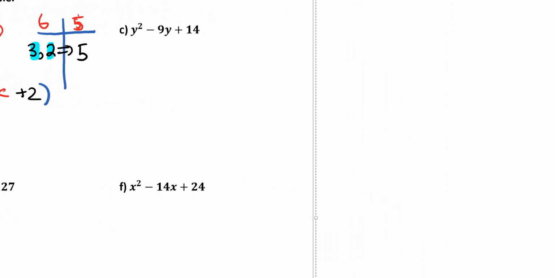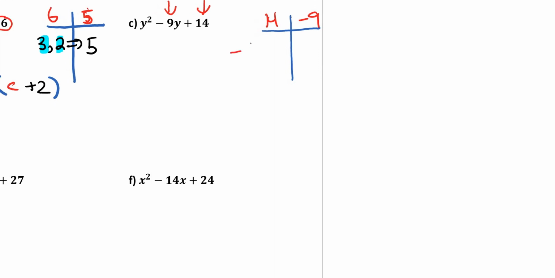All right, moving on to letter C. Once again, let's set up a table here. The numbers in my table are going to be 14 and negative 9. So that's our first negative number there. So we need two numbers that multiply to 14, and those two numbers need to combine to negative 9. So I'm thinking about negative 7 and 2.